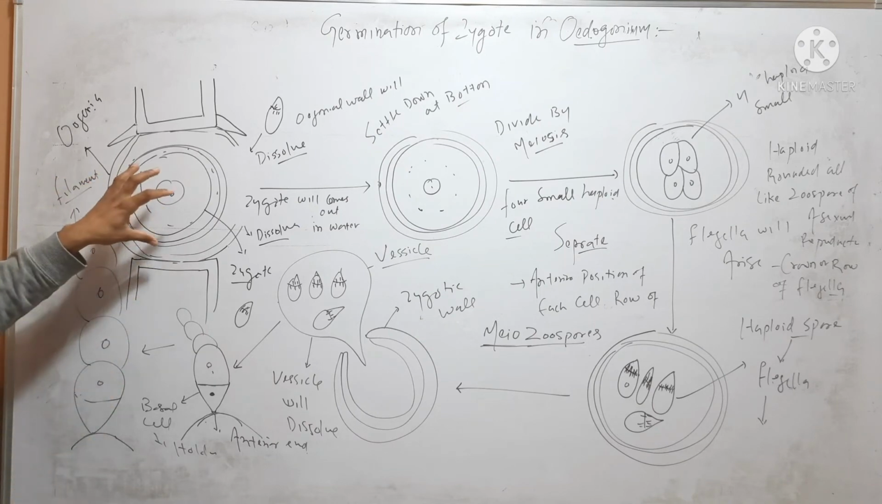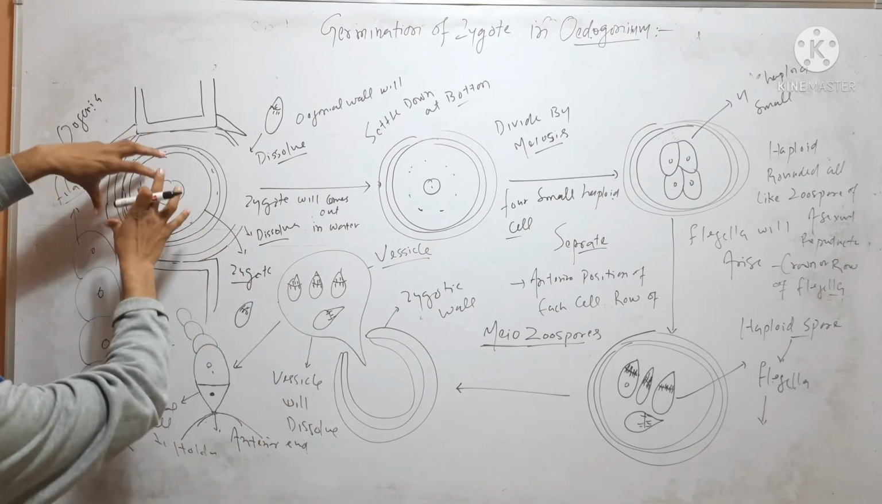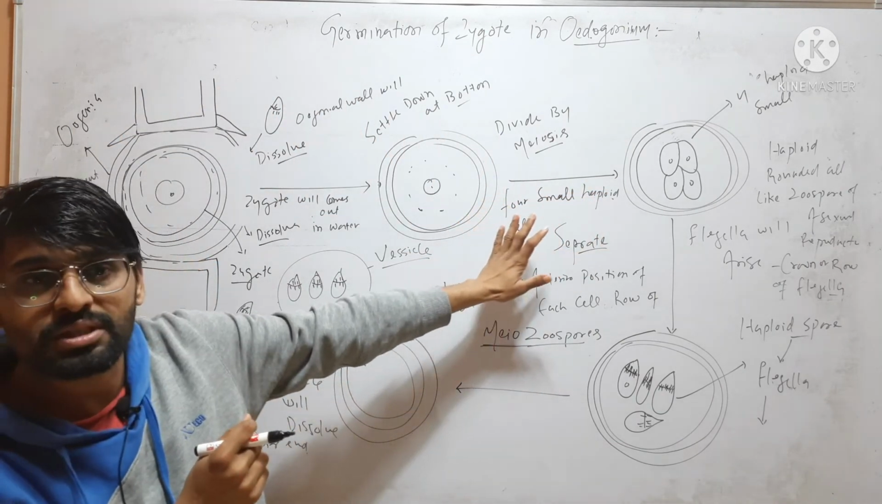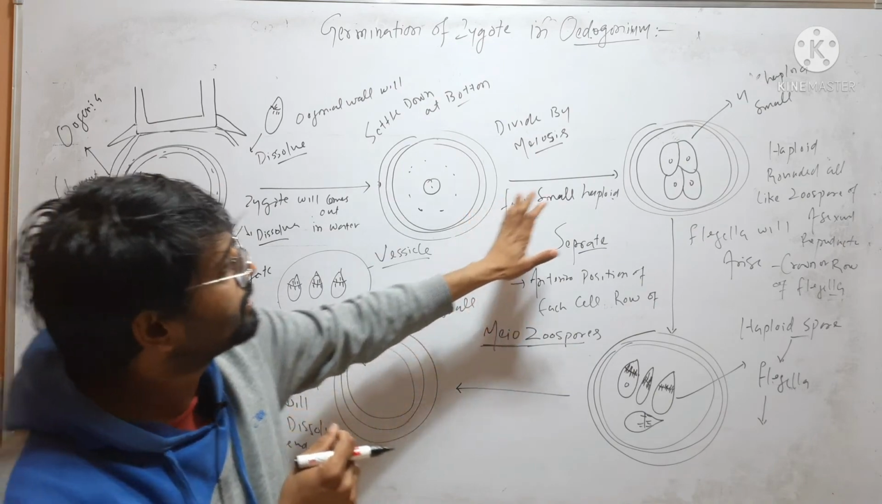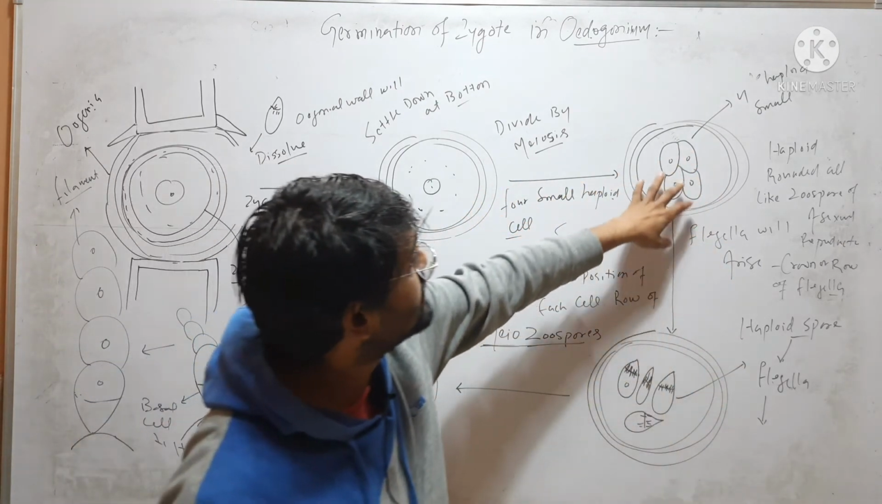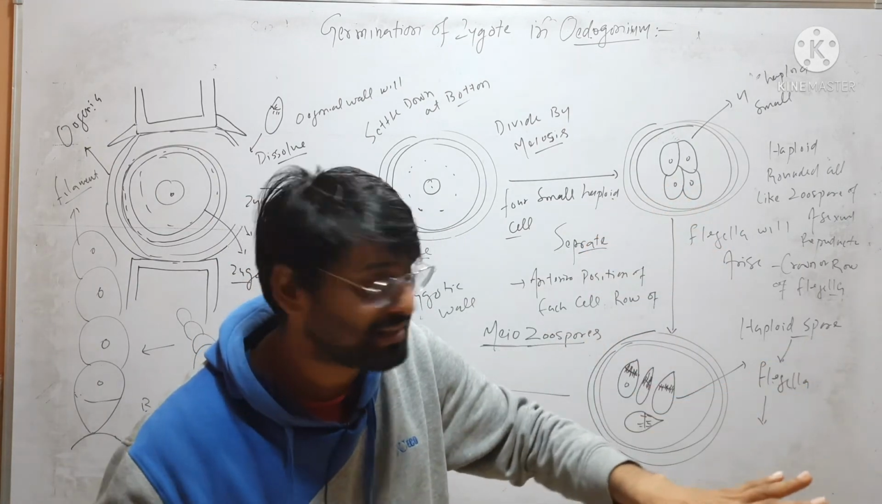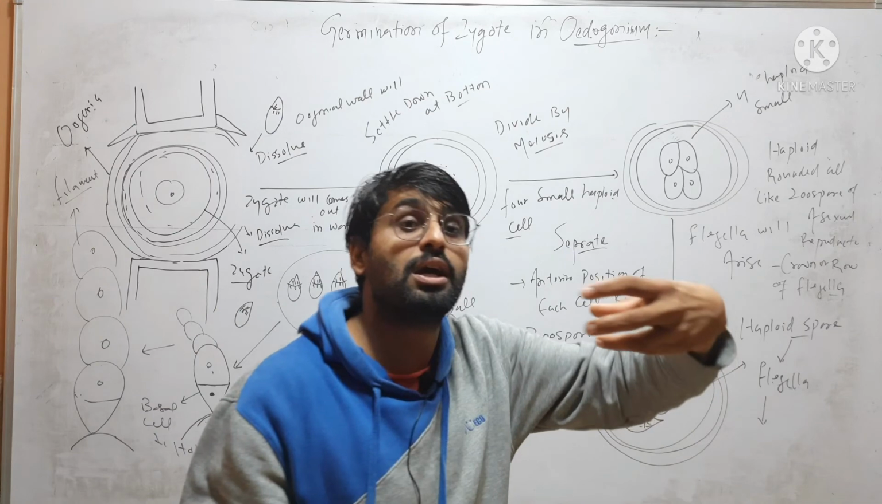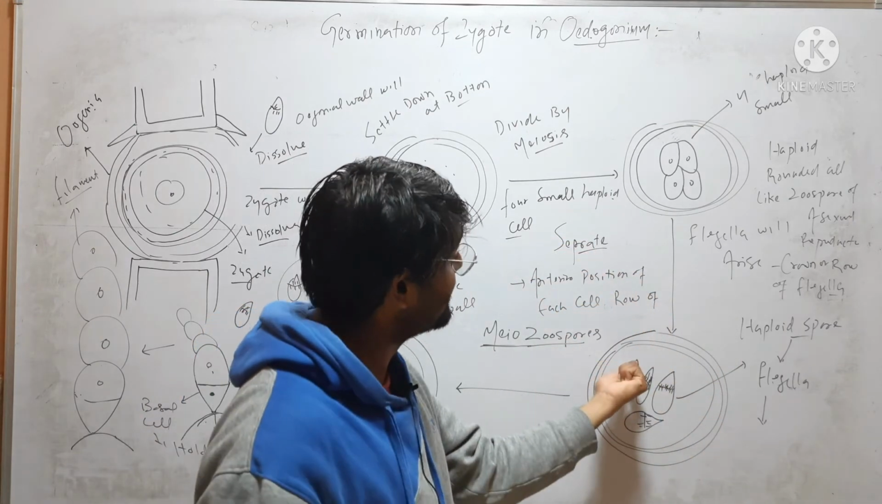So first, after dissolution of the oogonial wall, the zygote will come out into the water. It will rest for some time. Then it will divide by meiosis and four smaller cells will form. Then each cell will separate from each other, and each cell will form a crown of flagella at its anterior end.